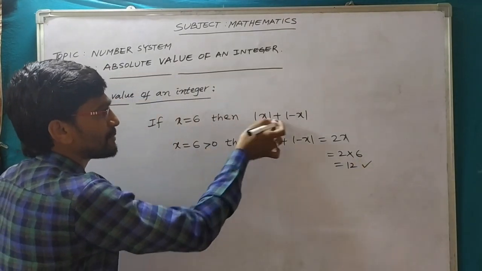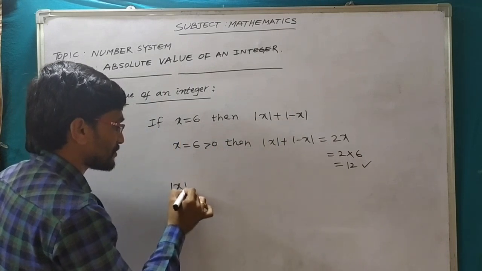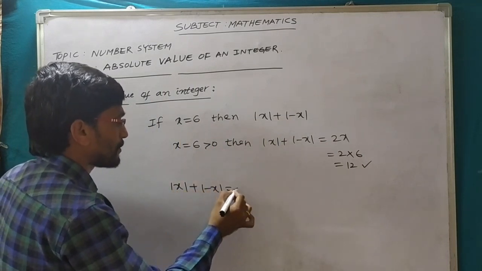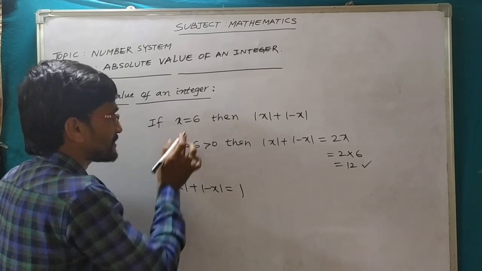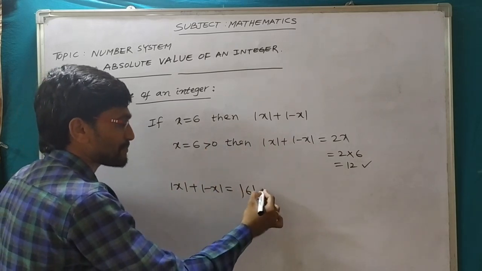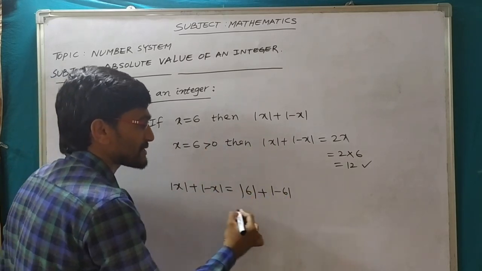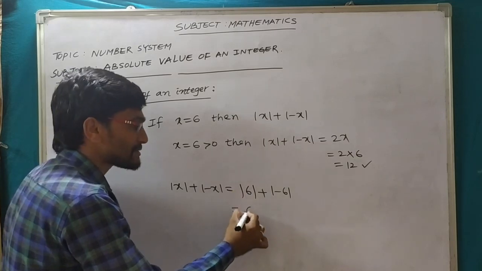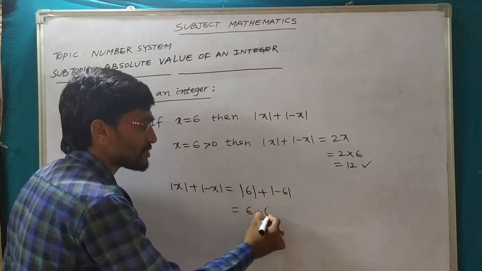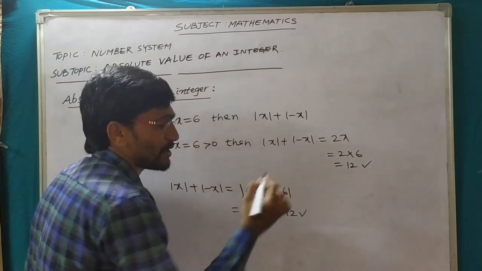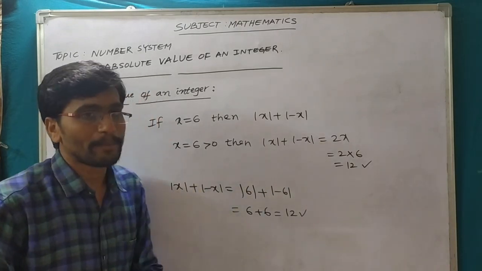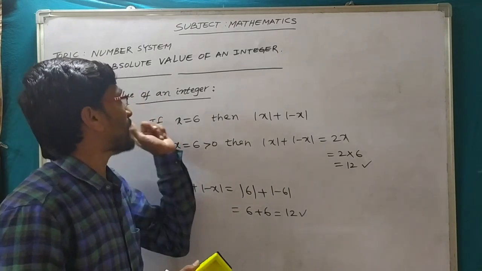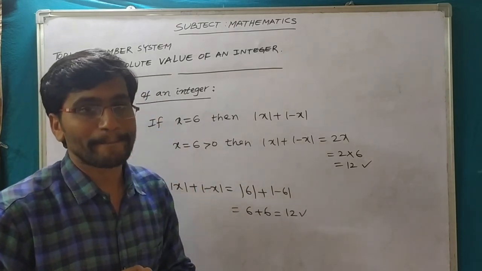So x equal to 6, then modulus x plus modulus minus x. Modulus x is nothing but 6. Modulus 6 plus modulus minus 6. Modulus 6 is nothing but 6. Modulus minus 6 is also 6. 6 plus 6 is 12. Like that we have to solve the problems. This is about absolute value of an integer. Thank you.